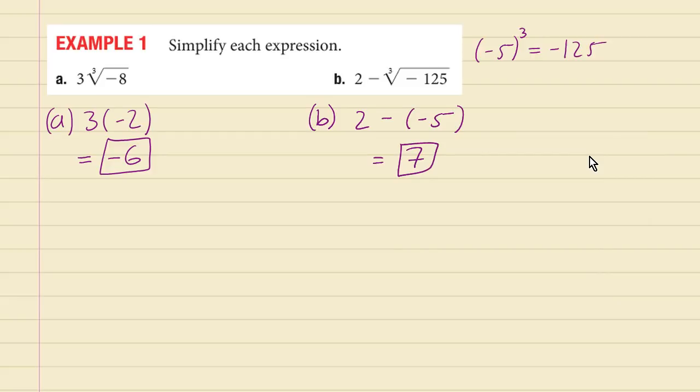Right, here are these answers, -6 and 7. So the first one, the cube root of -8, that whole thing becomes -2, because -2 to the power 3 cubed is -8, and then 3 times -2 is -6. With this one, you need to first find a number you can cube to get -125. That number is -5. So that whole thing turns into -5 there. But then there's still the negative symbol here, so it's 2 minus -5, which is also known as 2 plus 5, and you get 7.